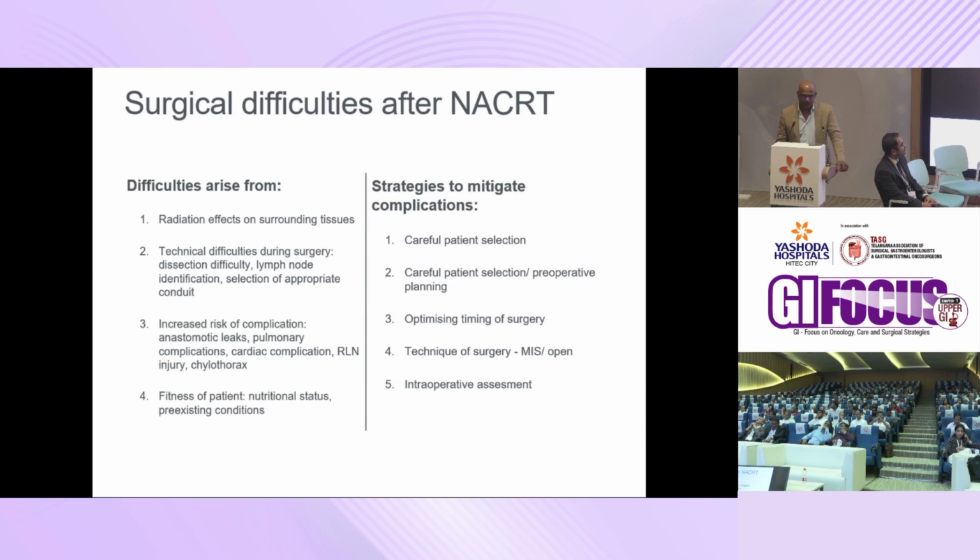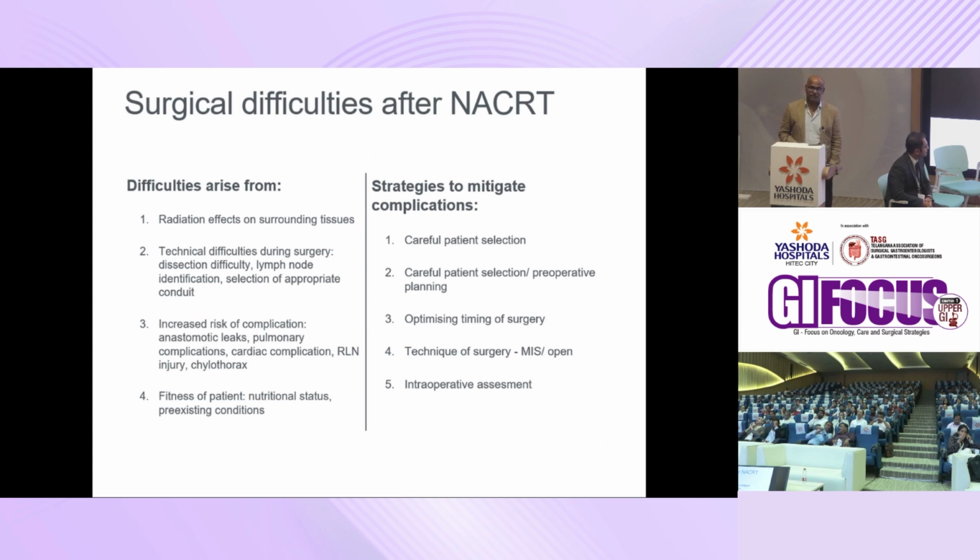Surgical difficulties will arise mainly from radiation, and the chemotherapy effects are real. So what we expect is technical difficulties when we are doing surgery, like when there is fibrosis, it will become more difficult to operate. There will be a lot of inflammation, and bleeding chances are high. Injuring the thymus is higher. Injuring the recurrent laryngeal nerves is higher.